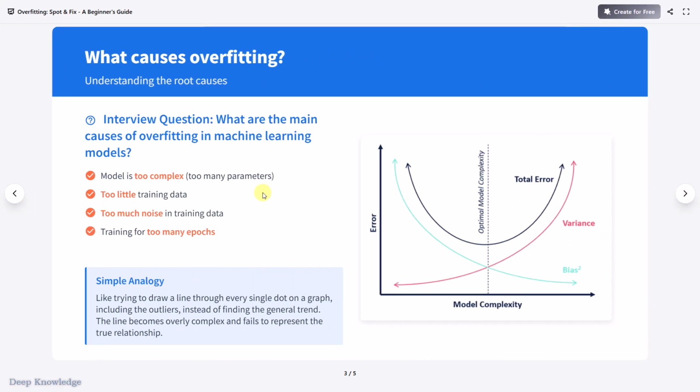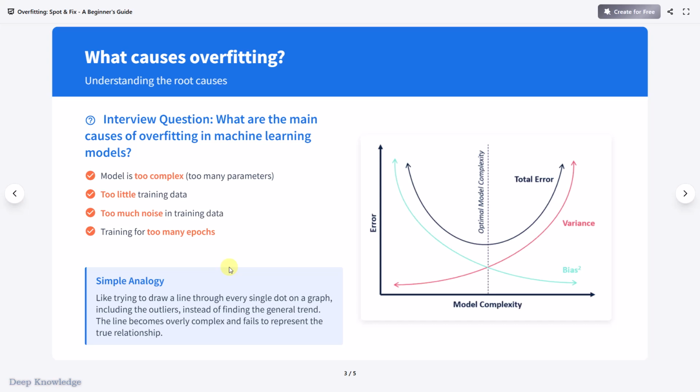Now, let's see what the main causes of overfitting are. There are several factors. One is that the model is too complex, with many parameters, so it can learn every single pattern in the training data. The second is that you have only a small data set, so the model can handle all the patterns in it. Also, too much noise in the training data set.